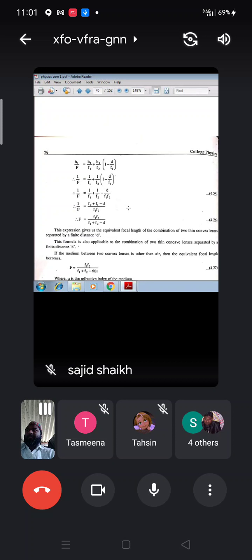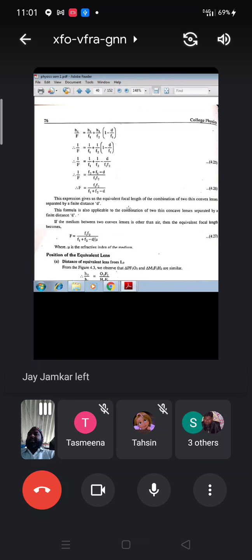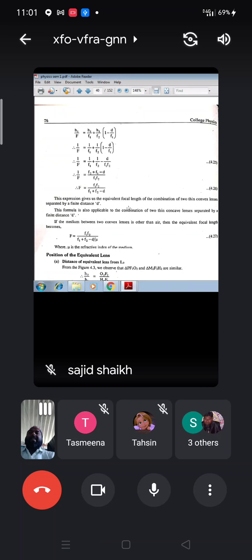F is equal to f1 f2 divided by f1 plus f2 minus d. This expression gives the equivalent focal length of the combination of two thin convex lenses separated by the finite distance d. This formula is also applicable to the combination of two thin concave lenses separated by the finite distance d. If the medium between the two convex lenses is other than air, then the equivalent focal length changes. Here we have to replace d with d by mu, where mu is the refractive index of the medium. If air is there, mu is 1. That's why it is only d.